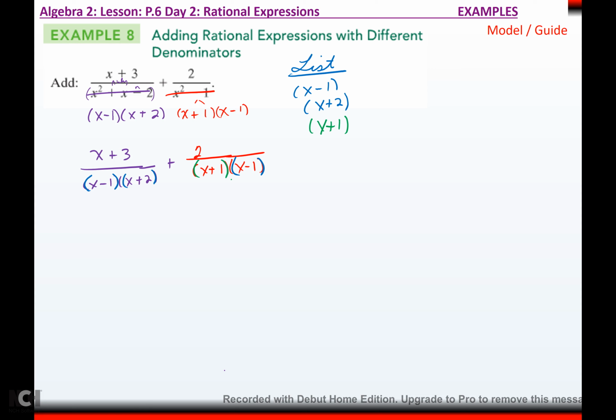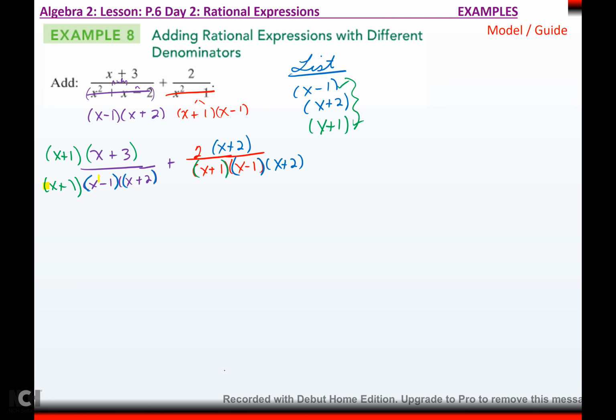Okay, so my common denominator needs to have all of these 3 in it. This one is missing the x plus 1, so I have to multiply the top and the bottom by x plus 1. This one has the x minus 1 and the x plus 1. It's missing the x plus 2. So I'm going to multiply the top and the bottom by x plus 2.